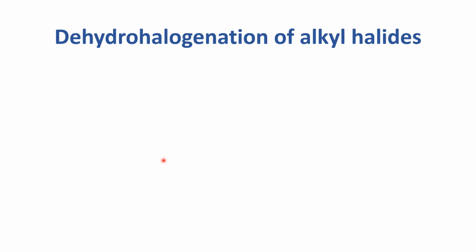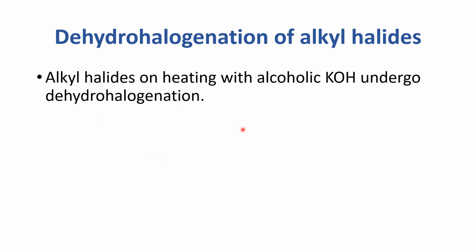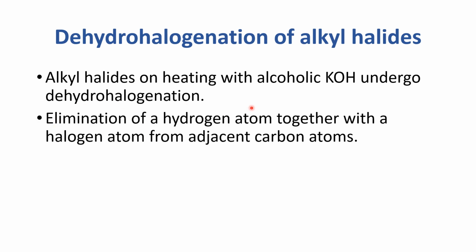So the first method is dehydrohalogenation of alkyl halides. Alkyl halides on heating with alcoholic KOH undergo dehydrohalogenation. जब हम alkyl halides को alcoholic KOH के साथ react करवाते हैं, they undergo dehydrohalogenation, यानी कि हाइड्रोजन भी उतर जाते हैं और halogens भी remove हो जाते हैं. Elimination of a hydrogen atom together with a halogen atom from adjacent carbon atoms is known as dehydrohalogenation.